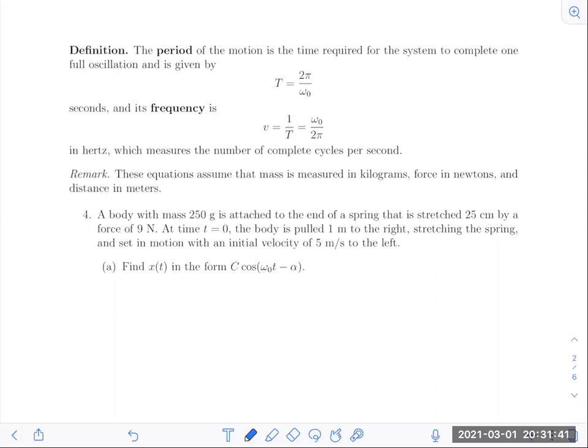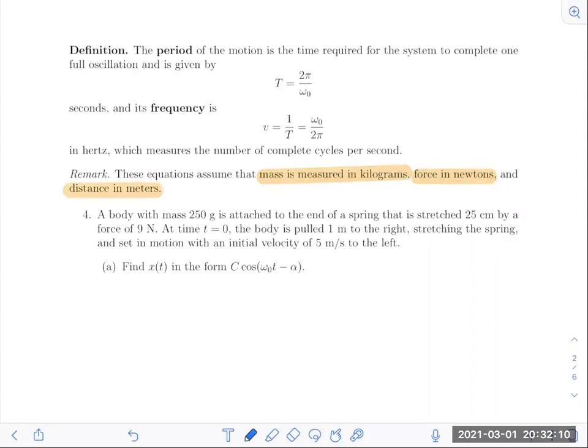All right, a super important remark here is that mass is assumed to be measured in kilograms in order for this differential equation to hold. We also have force in newtons, and distance in meters. So if anything is given to you in any units that are outside of those, you need to convert that first. All right, so we're ready to get into our first example here.